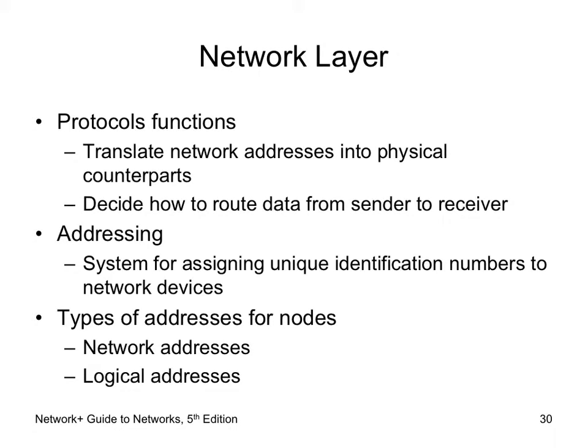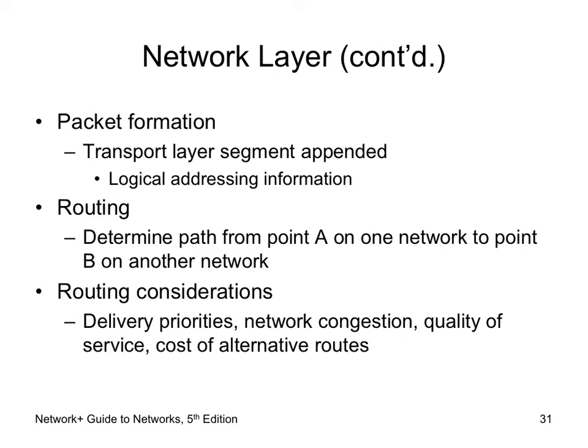Addressing is where systems assign a unique identification number for network devices. So for instance, the switches in here and the routers all have a unique address for our network. Types of addresses for nodes would be a network address and a logical address. And again, they're assigned by the network.